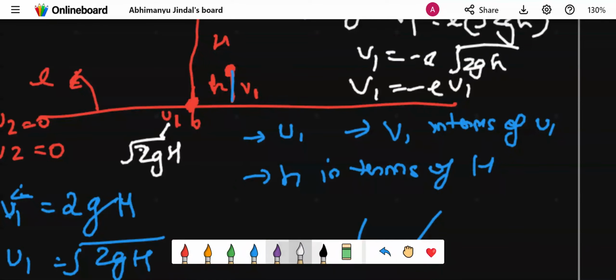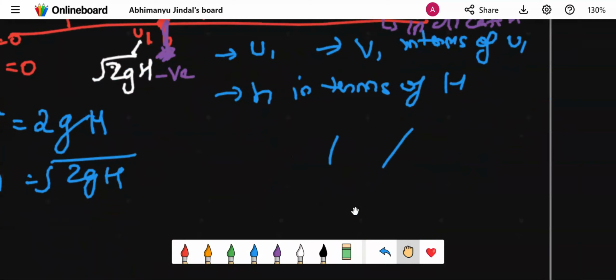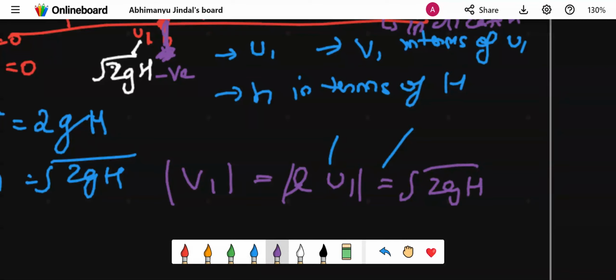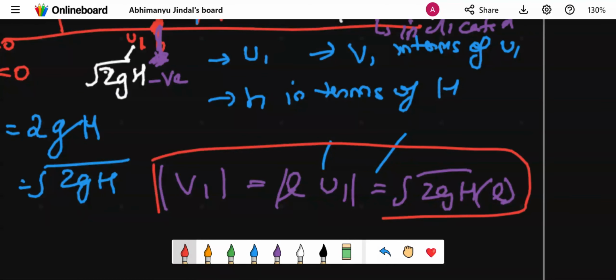And the minus sign here indicates direction. That is, it is opposite. Because the v1 velocity is in this direction, which is negative, and this is the positive direction. So it's basically opposite to the direction of u1. It's quite obvious because there's a rebound. After rebound, it goes up, whereas u1 was downwards. So the magnitude of v1 equals e times u1, which is e times root 2gh. Now this is important right here.